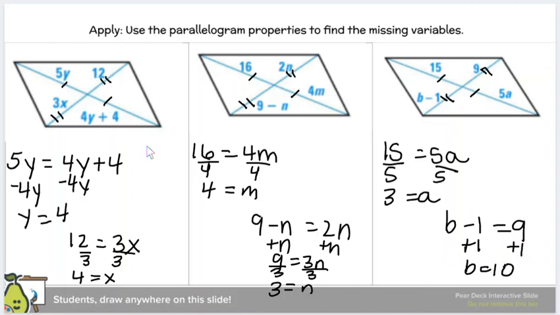So once you know these variables, you can go back in and check to make sure. Like when I found that y was 4, that means that this diagonal should be worth 20. 4 times 4 is 16, plus another 4 gets us that 20. 3 times 4 makes 12. So we can see that those parts of the diagonals were all congruent to each other because they were bisecting one another.